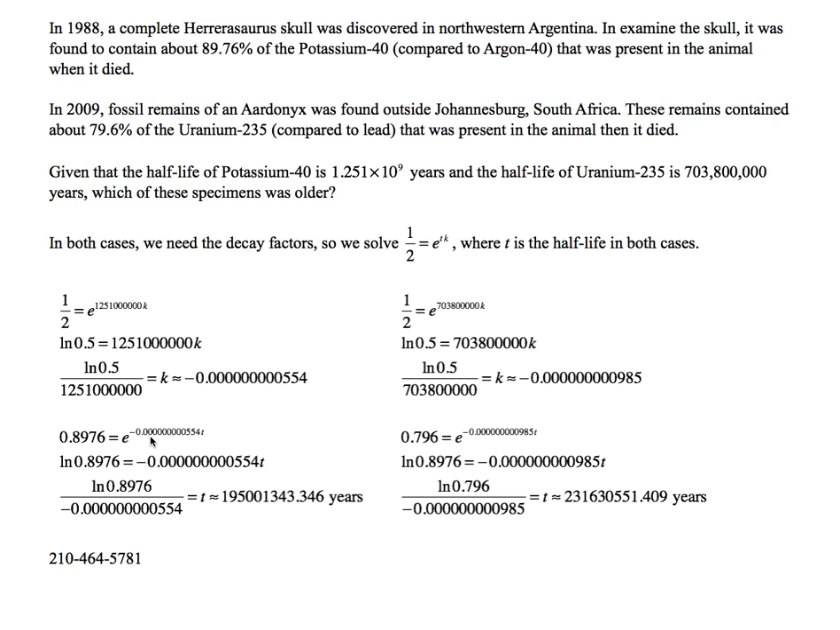And when you substitute that into the equation using 89.76 in decimal form, 0.8976, then you'll come up with 195,001,343.346 years. Can't really be that accurate. Probably 195 million would have been just as good an answer.